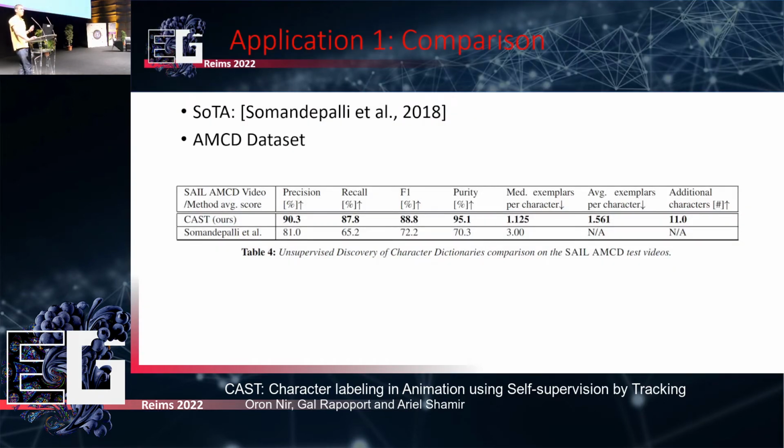So Somandepalli et al. have suggested the dictionary building task. We have compared our work, and our method has outperformed the results on their test data set with respect to all metrics, introducing much higher cluster purity of 95% and fewer exemplars per character.